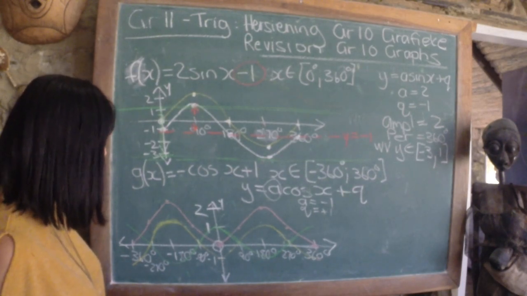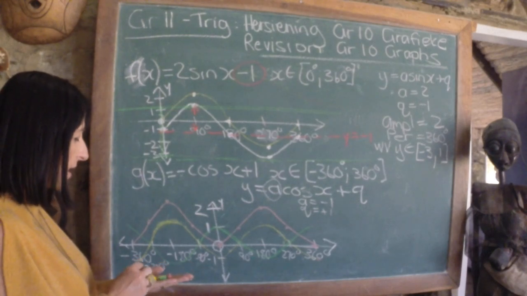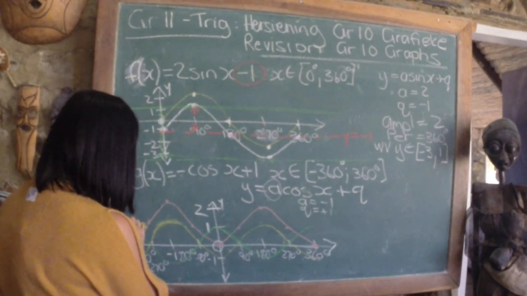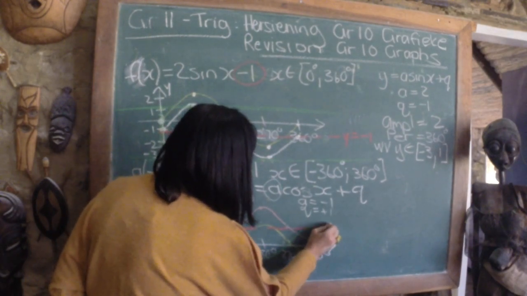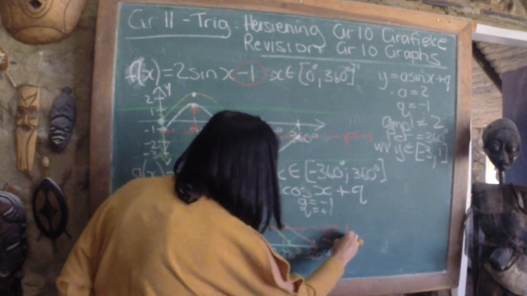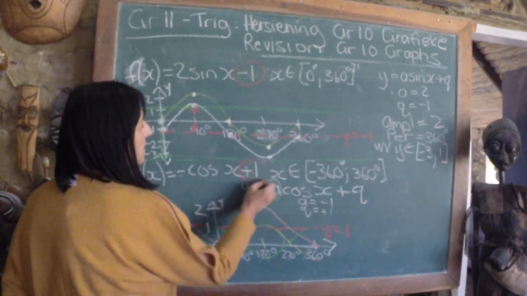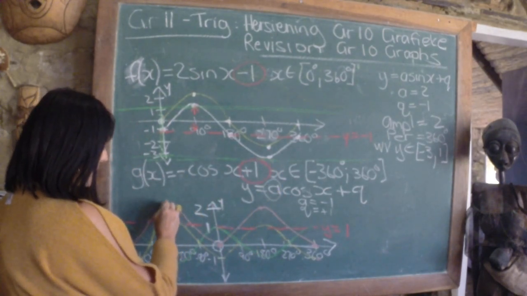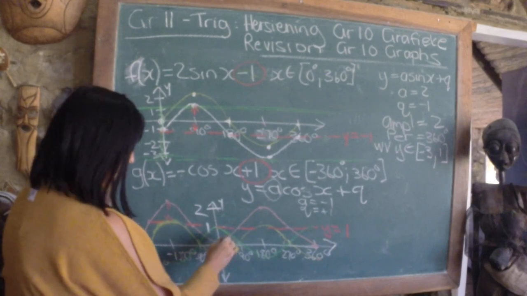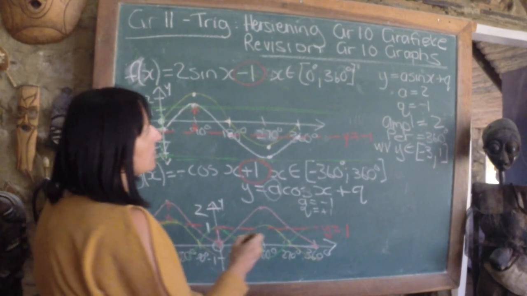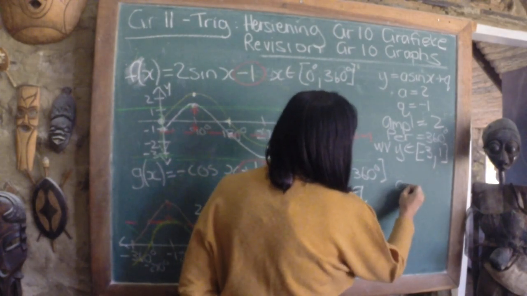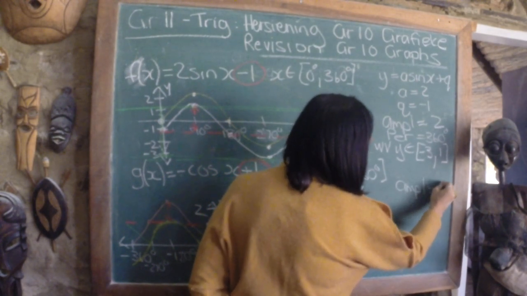Let's quickly answer the question. What is my amplitude? If you draw in the new horizontal, the new horizontal is going to be y equals 1, because it has shifted up one unit. So the distance from there to there, and from there to there, is still going to be 1. So my amplitude is 1.